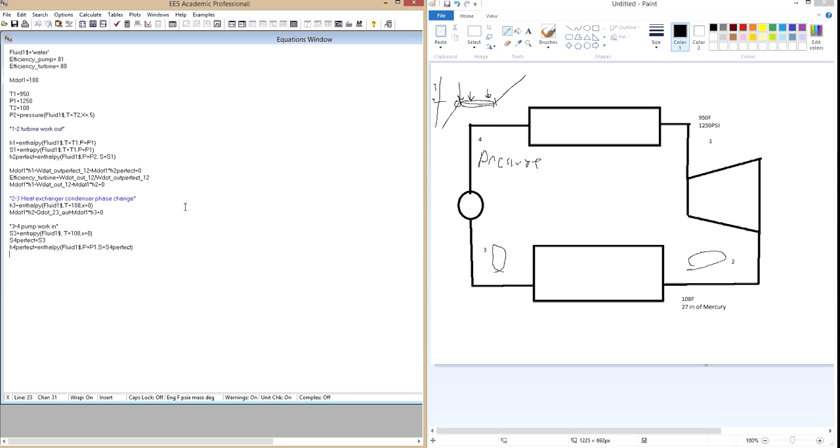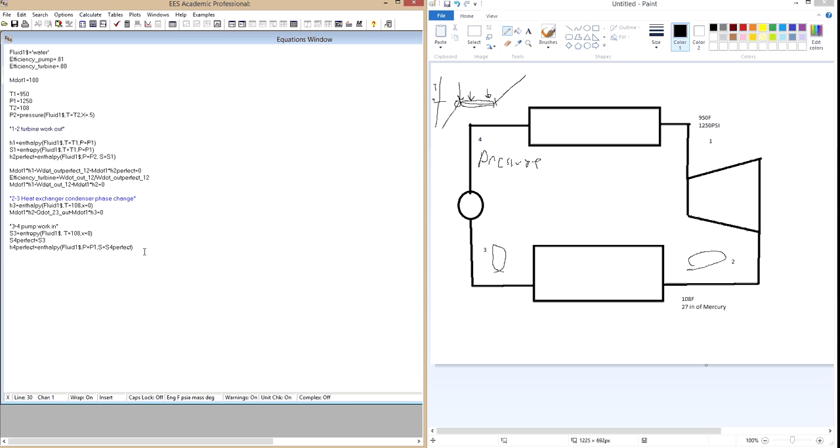This step helps you keep in your head what you're really doing, because a lot of your guys' code is crap. You can't read it. H4 perfect. So now I know the perfect enthalpy after my pump, and I know my enthalpy before my pump, H3. So let's go ahead and write our equation.